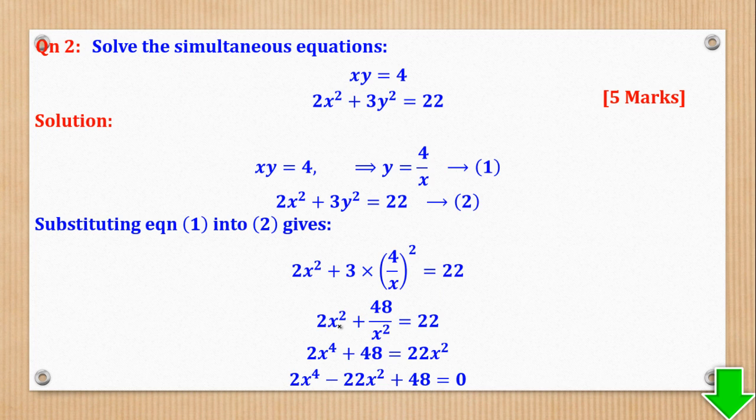Rearrange to get this. Now here it is an indirect quadratic because this is x to the power 4 and this is x squared. So you can say, what if I make w equal to x squared? What will happen? It means this will become 2w squared and this will become 22w, which is a quadratic.